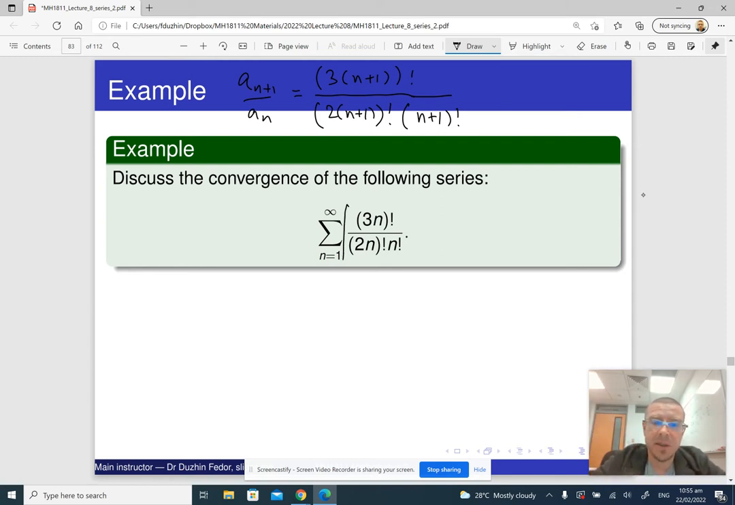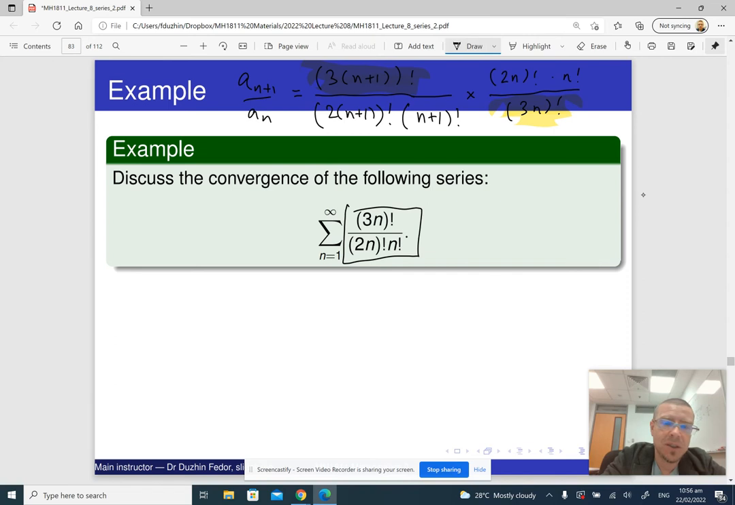So divided by a_n is basically divided by this term, which means multiplied by the same thing flipped over. So times 2n factorial times n factorial divided by 3n factorial. All right, why is it convenient to apply the ratio test here? It is because of the following thing. So let me first highlight this ratio. I mean, both have 3 and n in it, right?